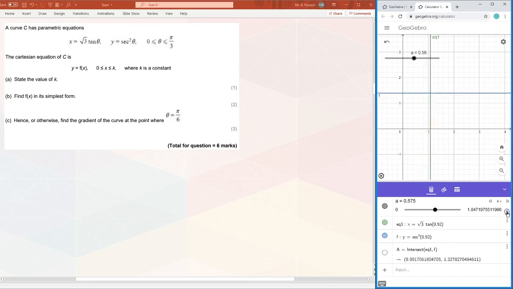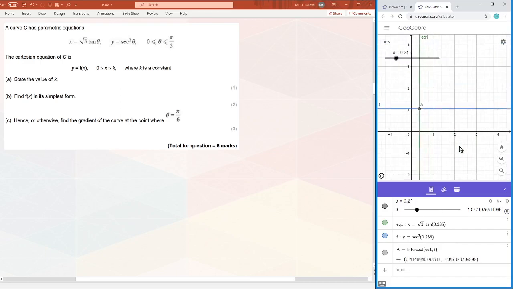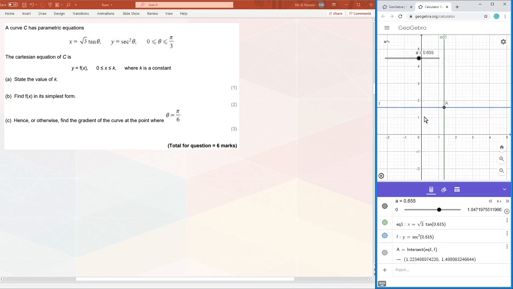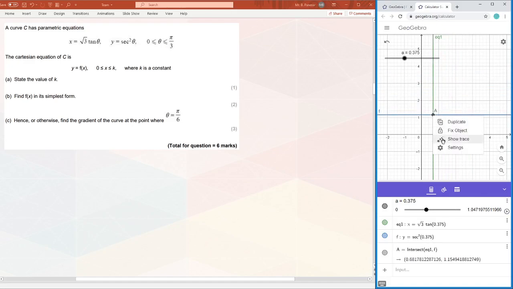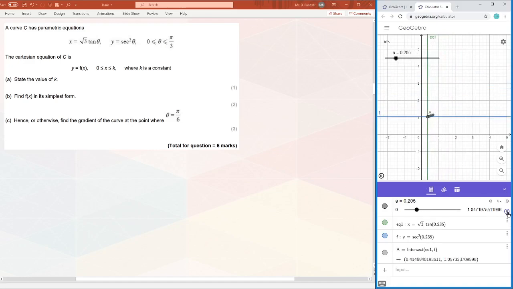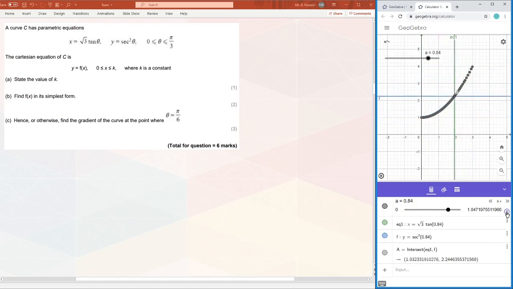Okay, let me put the intersect in as well. So that's when the two equations are meeting up, and this is what you're looking at. It looks like it's a curve. There's a little bit of a curve, then it goes up. So that's interesting. Let's actually put a trace on and see what that graph looks like. If I right click, show trace, and press play, this is what the graph actually looks like. So it looks sort of like a parabola shape, which is interesting.